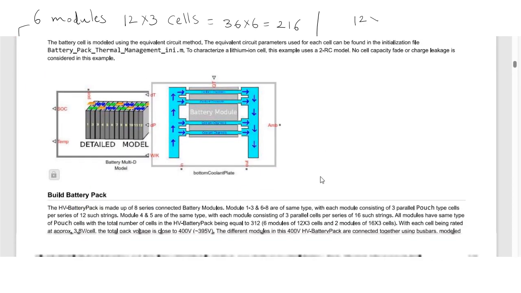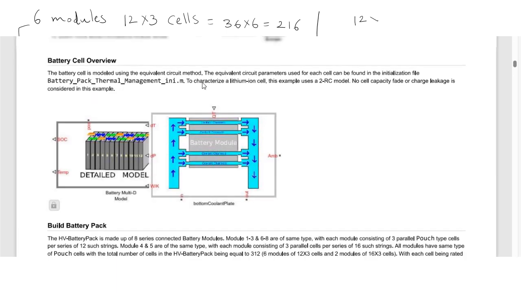Then how to build a battery pack? To characterize a lithium ion cell, this example uses a 2 RC model. The 2 RC equivalent model, I have explained in module 3 also. Here no cell capacity fade or charge leakage is considered in this example. So the cell does not have any fade, and no charge is leaking from the battery. That is our assumption.